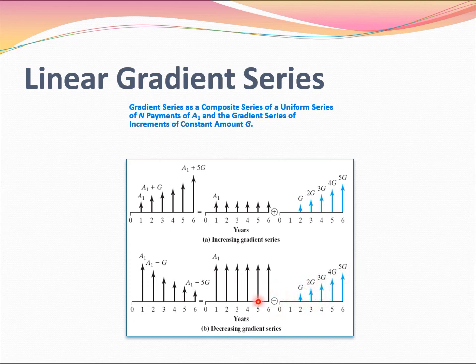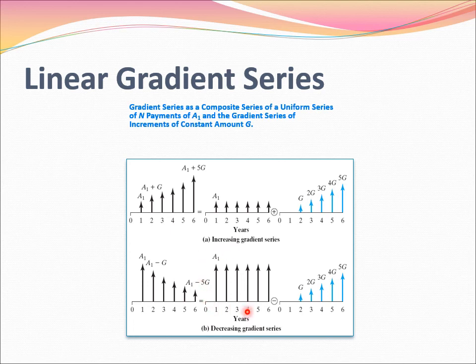So for this reason, we just change this sign over here, and we say that this cash flow minus this increasing cash flow gives me this decreasing initial cash flow. And if you do this subtraction period by period, in the first period we have A1 minus 0, so that makes A1. For the second period, we have A1 minus G, which makes A1 minus G. And for the, let's say, last period, we have A1 minus 5G, which is A1 minus 5G.